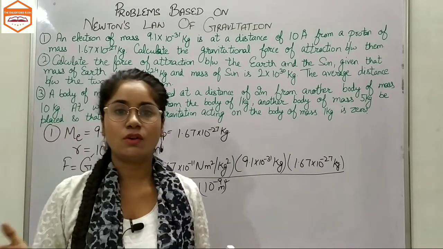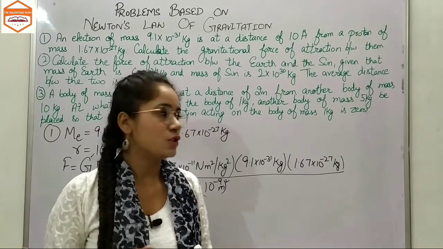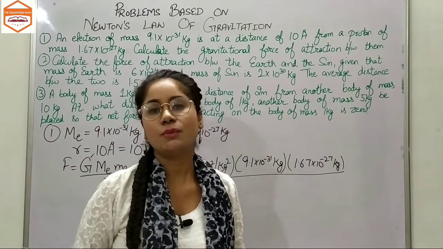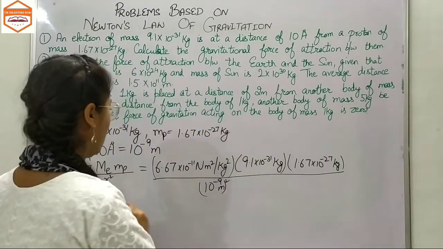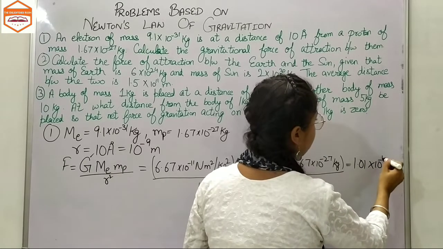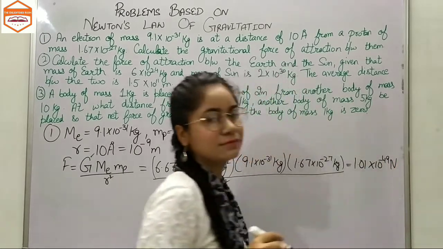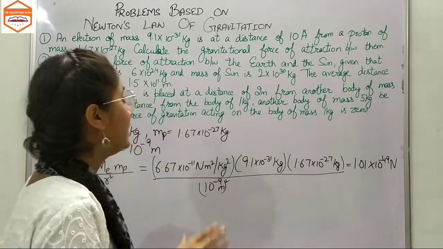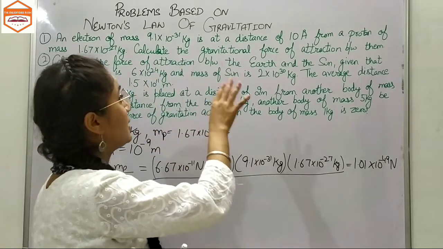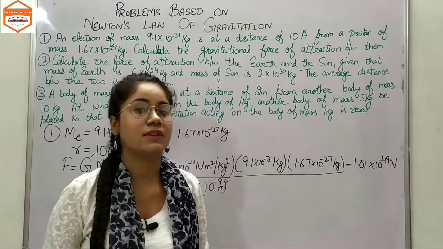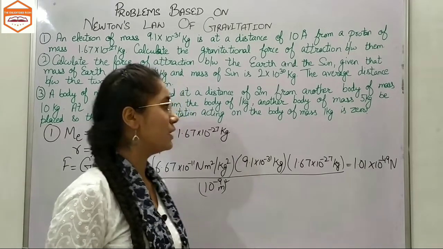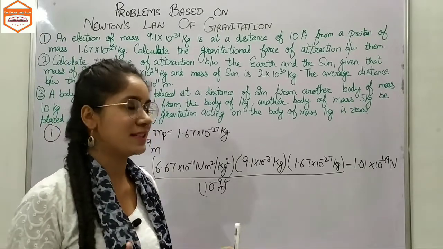So you can see clearly you all need a calculator here. You put these values into the calculator, and when you calculate it, you would get the approximate value of 1.01 × 10^-49 newtons. Here is your answer. Here is the gravitational force of attraction acting between the proton and electron at a distance of 10 angstrom, or you can say at a distance of 10^-9 meters. So here is our first problem. Hope you all understood this.